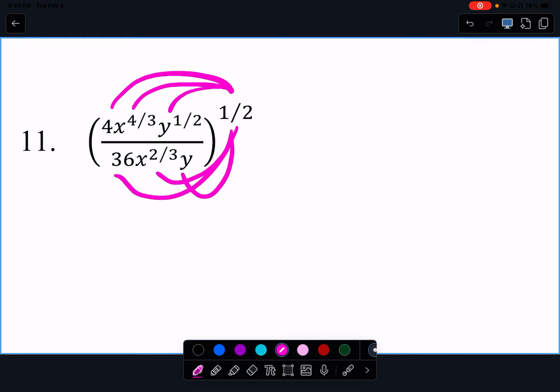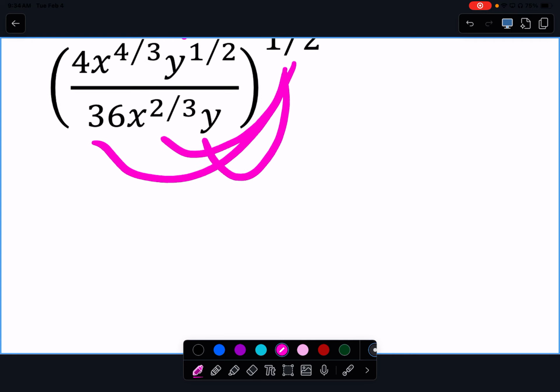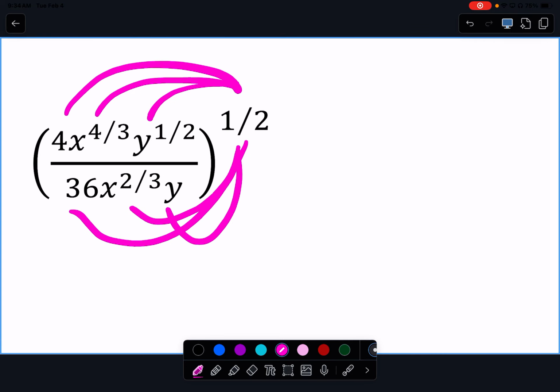Y'all are panicking for absolutely no reason. Oh, well, I didn't know how to do number 10. Okay, so I want us to do this for every single thing. When I raise something to the power of 1/2, that's the same thing as taking what kind of root? A square root. What is the square root of 4? 2.